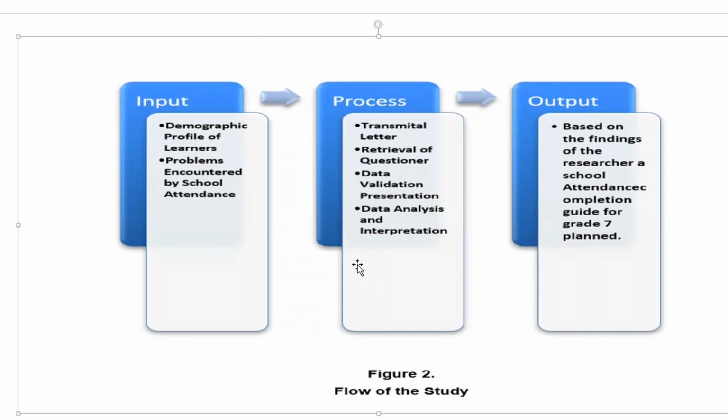Sa process naman, anong unang ginawa mo para mapagpatuloy ang pagkuha ng pananaliksik? Siyempre, transmit a letter, approval, kung sa principal, kung sa school nakaangkla iyong research, pagbibigay ng mga questionnaire, data validation, at pag-treat ng data. Sa output naman, makikita po ito sa number 5 question ng ating statement of the problem na sasagot sa section ng recommendation part.